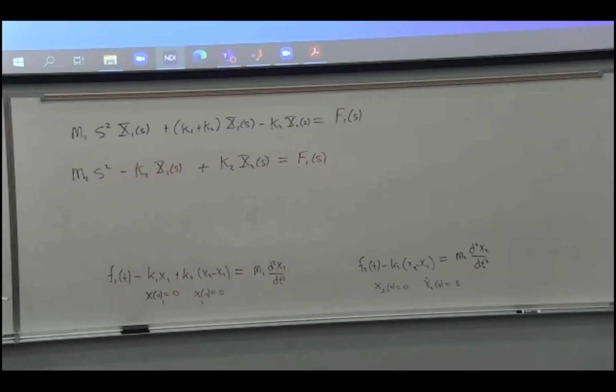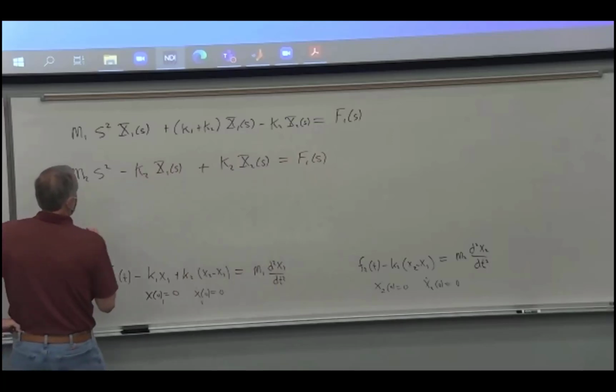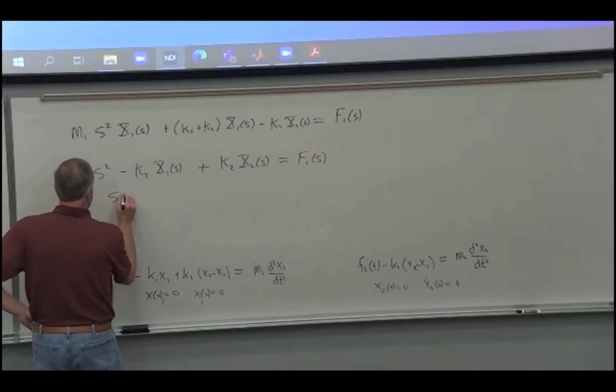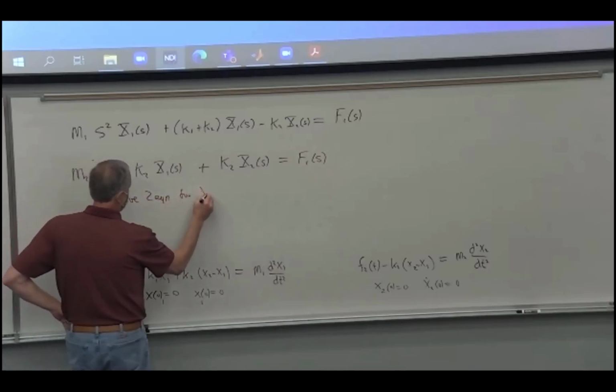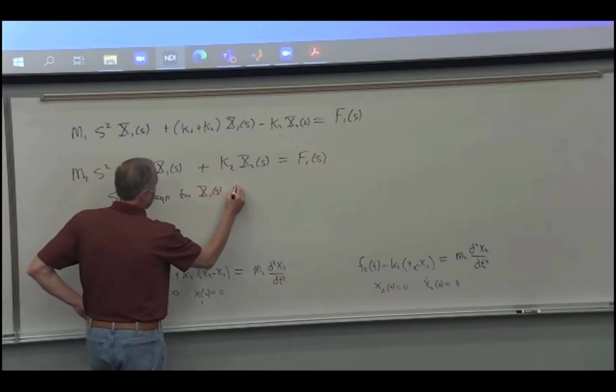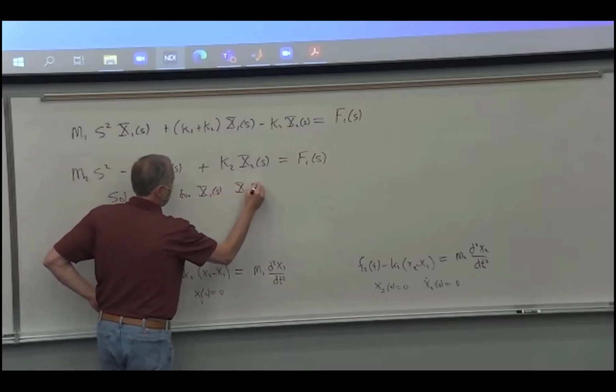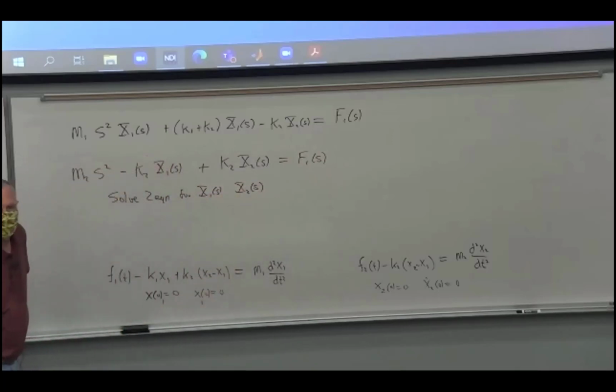Notice that I'm kind of careful as to what order I write this in, because we're going to put it into a matrix, and if you write it with all the ones first and the twos second, it's a lot easier to go into a matrix. Because now we're going to solve two equations for the two unknowns in the Laplace domain, and it's algebra from here on.